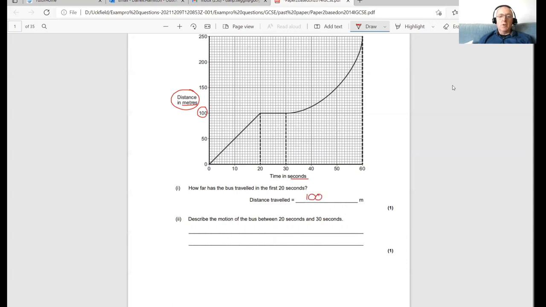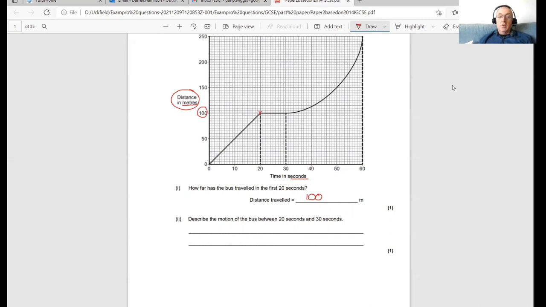Describe the motion of the bus between 20 and 30 seconds. There's 20, there's 30. And you can see between 20 and 30 seconds, the graph is horizontal. Now, with the distance time graph, that means the distance isn't changing. But if we're not sure about that, we can look. At 20 seconds, the distance is 100 meters.